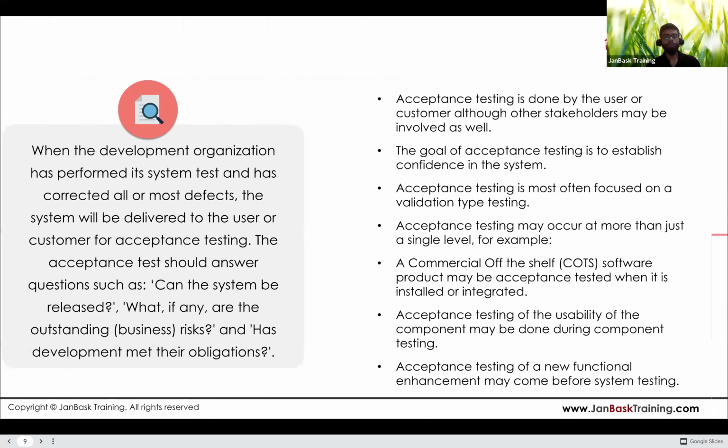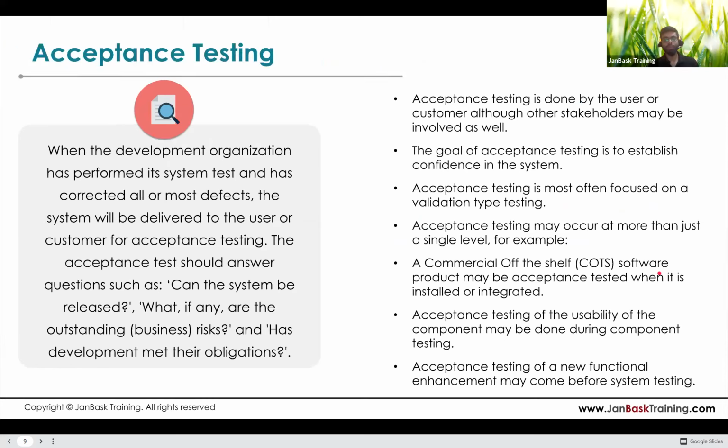Now when the system testing is done, we will do acceptance testing. What is acceptance testing? When the development organization has performed a system test and has corrected all the defects, the system will be delivered to the user or the customer for acceptance testing. So acceptance testing will be done by the customer, to see whether they are ready to accept the software or not.